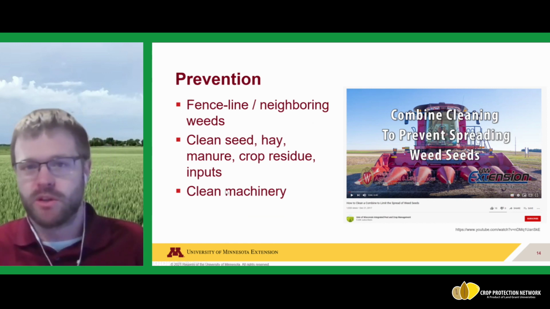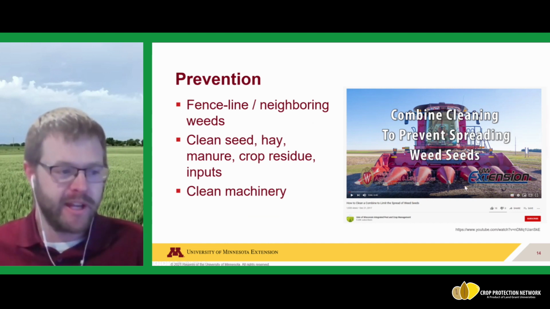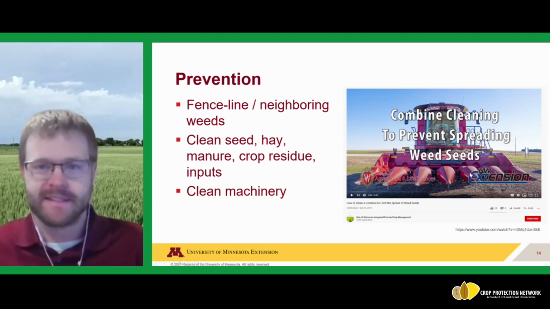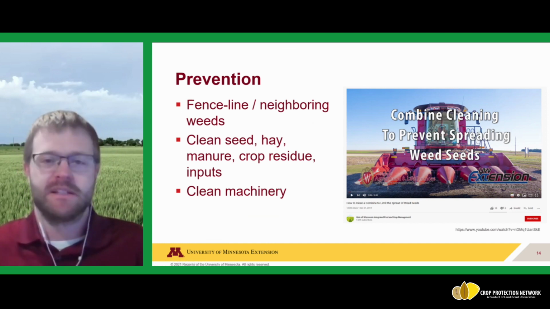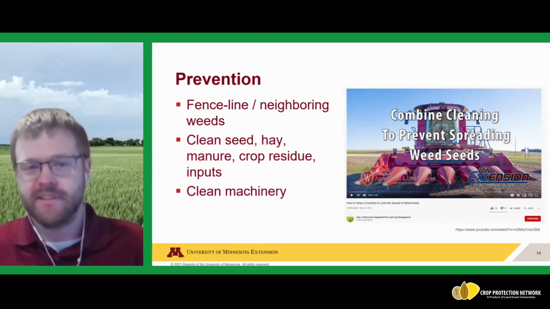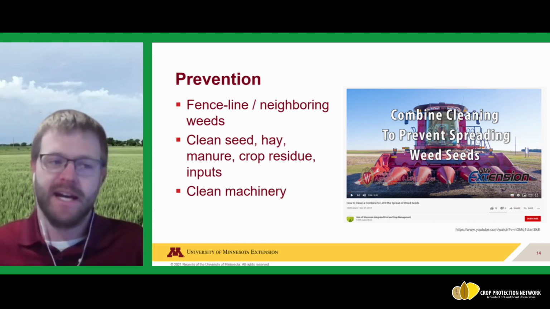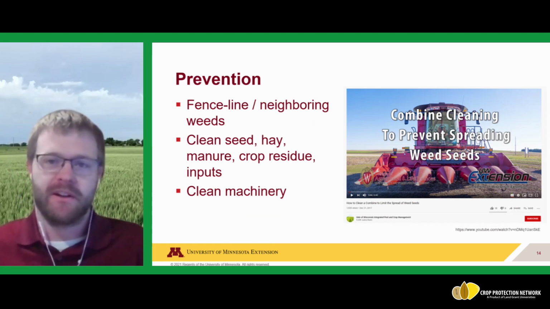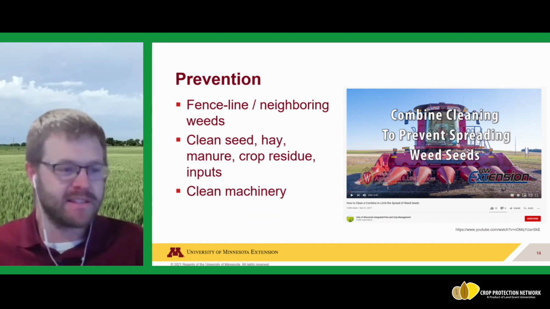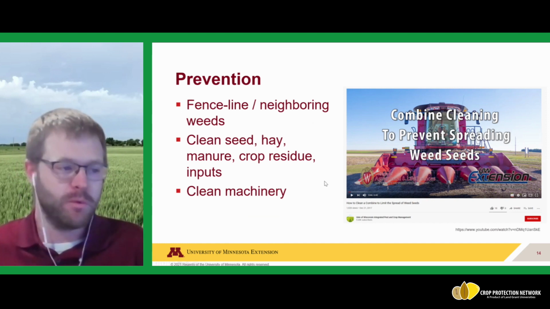We also need to think about cleaning machinery. I have a clip of a YouTube video that the University of Wisconsin has put together, one of a number of videos on combine cleaning tips to prevent the spread of weed seeds. All said and done, some of these very small-seeded annual weeds, like Palmer amaranth or waterhemp, for instance, have very small seeds, and there are infinite places for those to get hung up in combines. So keeping equipment clean certainly will help prevent the spread of some of these weeds as well.